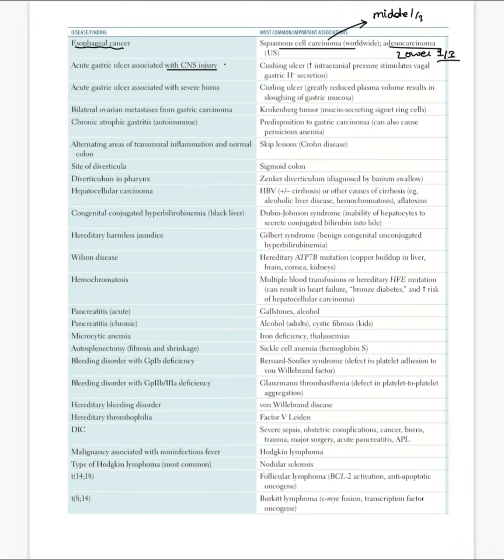Then acute gastric ulcer associated with CNS injury, that is your Cushing ulcer, guys. Again, an important MCQ that you need to know. Okay, severe burns, guys, that is your Curling ulcer. In burns, the skin shrinks, guys, that is curling, you curl down. Okay, bilateral ovarian mets from gastric carcinoma, guys, that is Krukenberg tumor, which shows the presence of signet ring cells. The nucleus is pushed to the side because the cell is filled with mucin inside, guys.